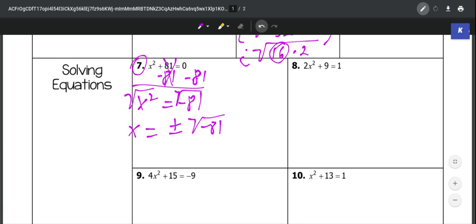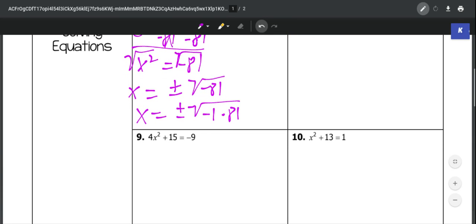And now you can see that we're left with a square root of negative 81. So we're going to have to use imaginary numbers to solve this. x is going to be equal to plus or minus the square root of negative 1 times a positive 81. Now we can take the square root of both of these. The square root of negative 1 is just i, and the square root of 81 is 9. So our answer would be x equals plus or minus 9i.